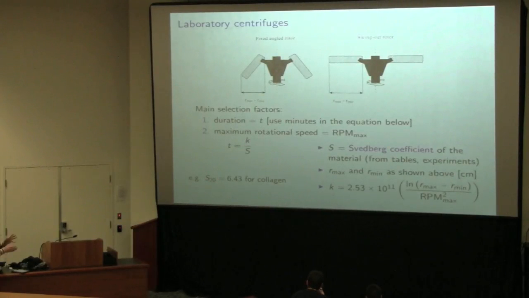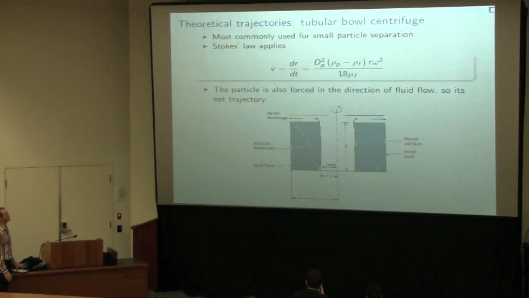Okay, but those are lab centrifuges, so it's just a bit of background. We're going to be more interested in industrial type centrifuges on a larger scale. The first major type we will investigate, and spend most of the time in class today on, is the tubular bowl centrifuge. We're going to derive in a minute the trajectory that a particle would take in the tubular bowl centrifuge, but let's just look at the geometry of such a centrifuge first.